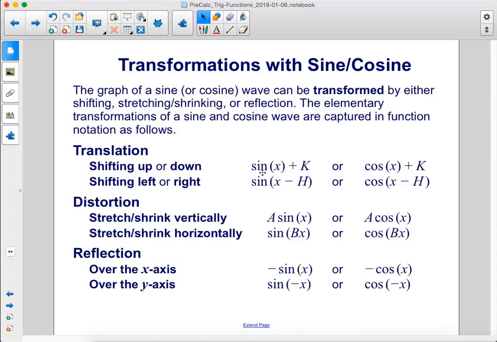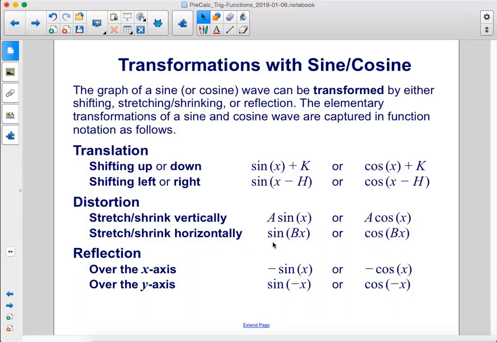Shifting up or down would be sine of x plus k or cosine x plus k. Shifting left or right is sine of x minus h or cosine of x minus h. Distortion, so stretching or shrinking vertically, is a times sine x or a times cosine x.